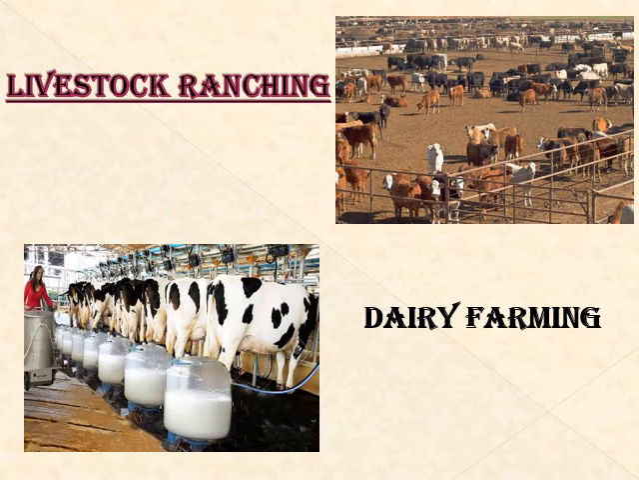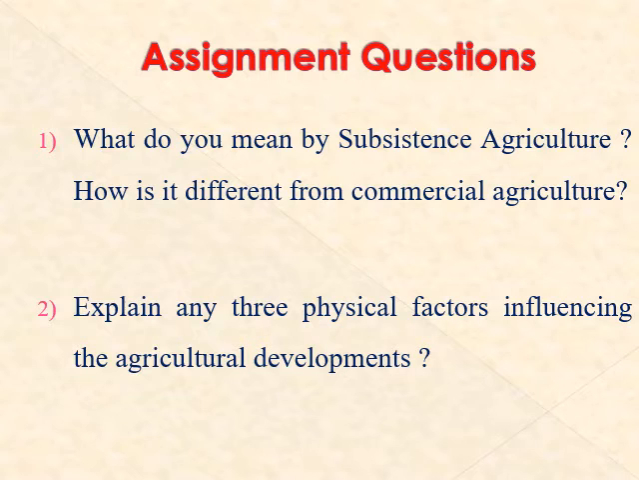It is a specialist form of agriculture for the large-scale production of milk. Students, in the world, India is the largest milk producer, and New Zealand is the largest cow milk exporter. Students, in the given pictures, you are observing livestock ranching, and the second picture is of cow milk dairy farming. So students, these are the types of commercial agriculture.